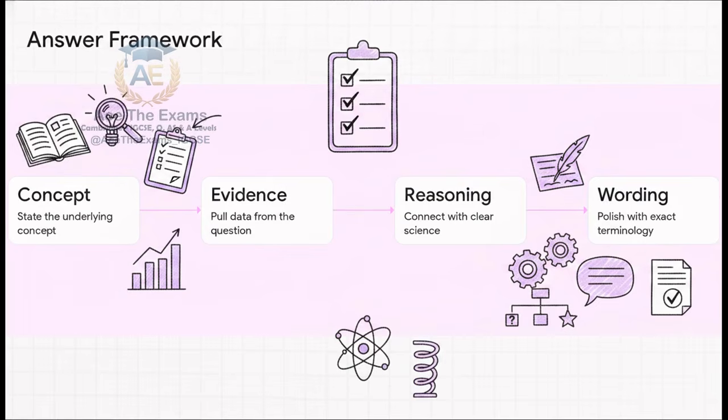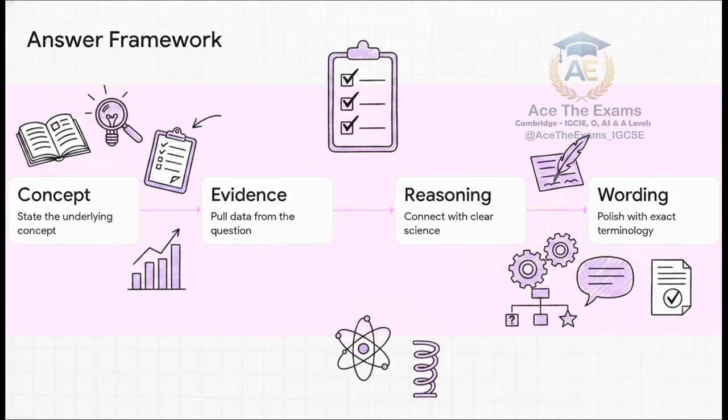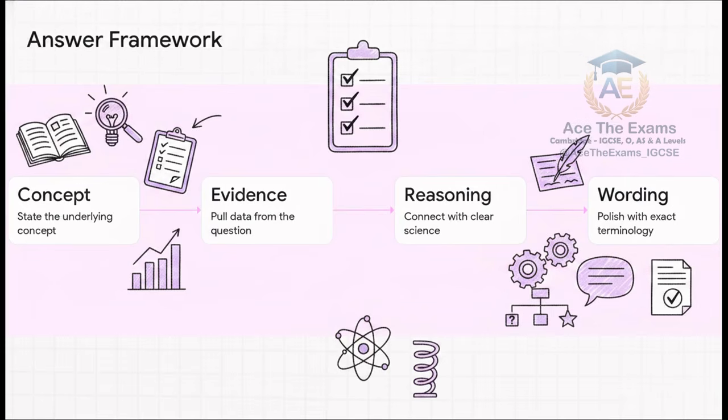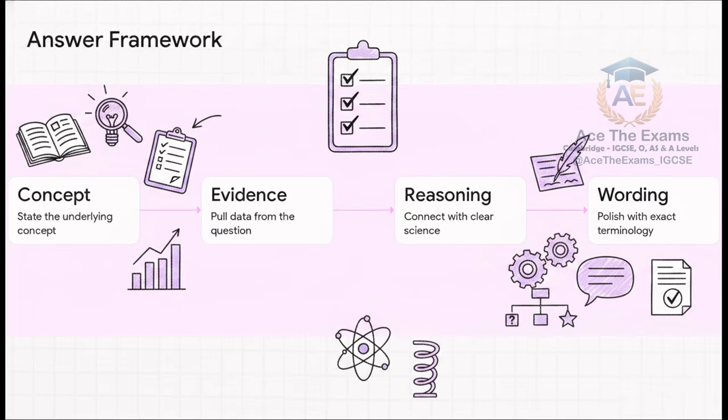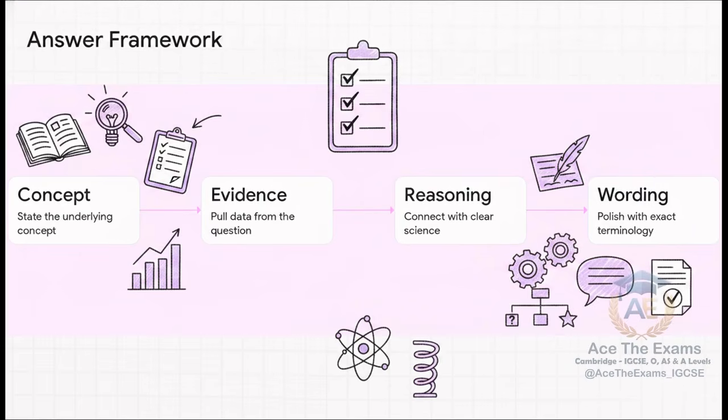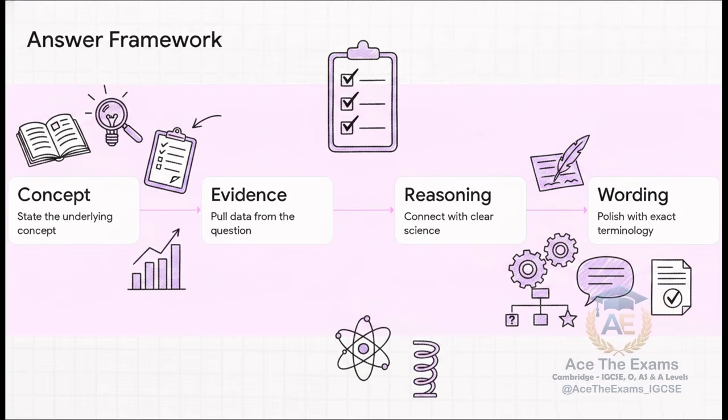Whenever you face a written explanation question, please do not just start writing a paragraph and hope for the best. Follow this exact sequence to build your answer. Step 1. State the underlying concept, like the conservation of energy. Step 2. Pull evidence or data directly from the specific question, graph, or diagram in front of you. Step 3. Connect those two pieces with clear scientific reasoning. And Step 4. Polish the entire sentence using precise examiner wording.